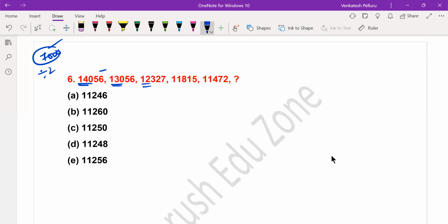14,056 and 13,056, the exact difference is how much? 1,000. It's very clear and very easy. But if you look at here, 12,327, if you find the difference, it is 463, 469 plus 50.